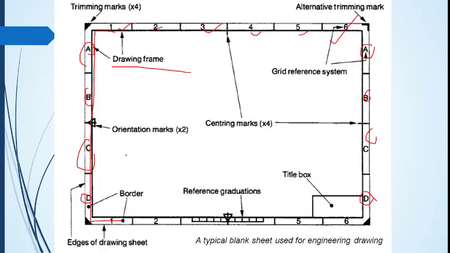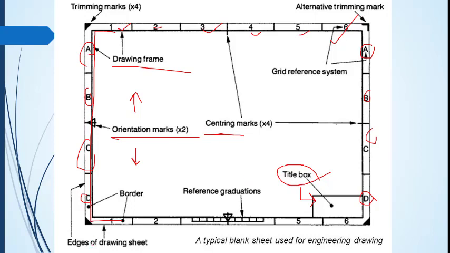Okay, now the orientation mark, which I told you about. What is an orientation mark? The orientation mark is used to center an object or for the purpose of locating or moving the sheets up and down. Title block or title box is given at the right bottom of the sheet to provide the details of an object in the drawing sheet.